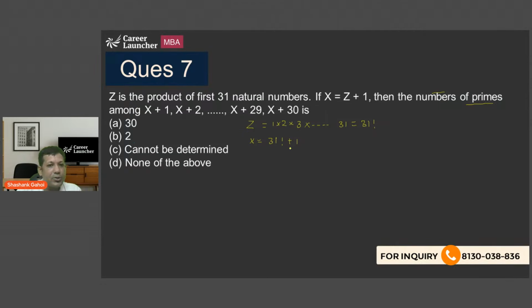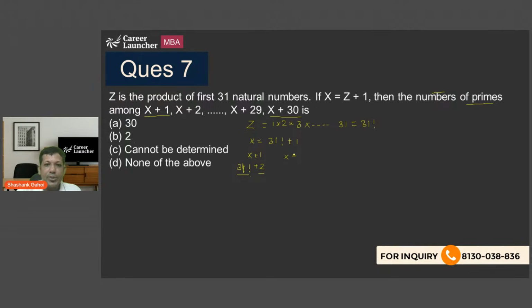Fine. But the question is not talking about x. The question is talking about x plus 1 to x plus 30. Now, if I say x plus 1, so x plus 1 is what? 31 factorial plus 2. That is x plus 1, right? This number is a multiple of 2. This number is a multiple of 2. So overall number is a multiple of 2. So this cannot be prime.